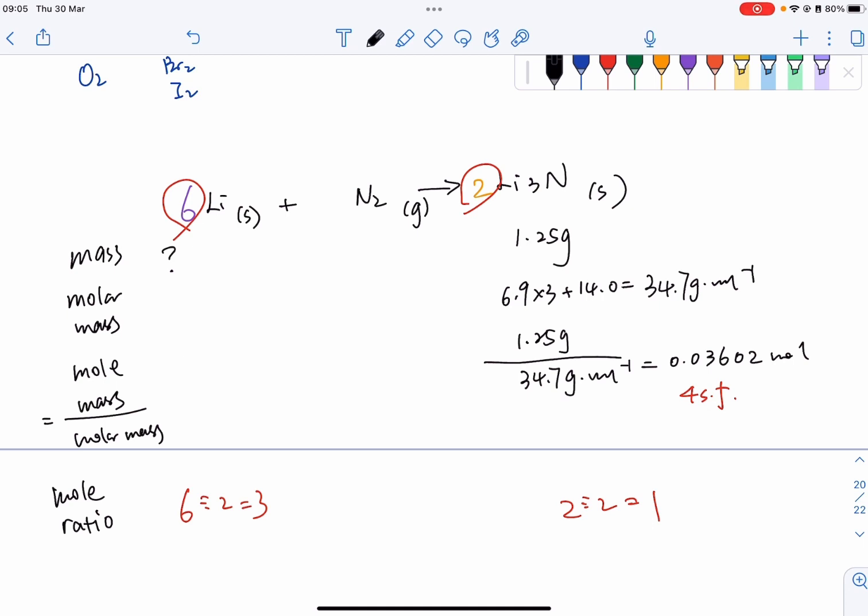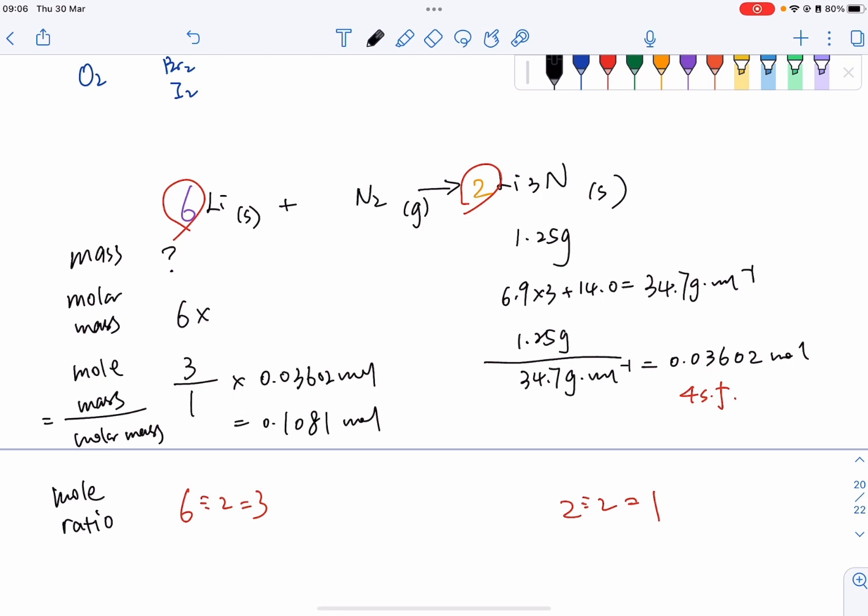Always put the unknown at the top, and put the one that we know at the bottom. So it will be 3 to 1, and times the mole there. It should be 0.03602 mole, right? So we times it by 3. The answer should be 0.1081 mole.